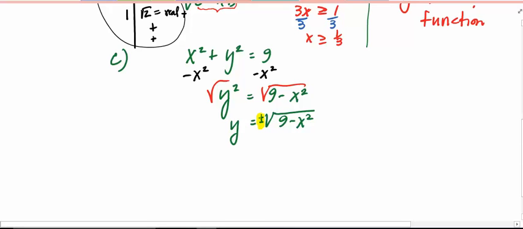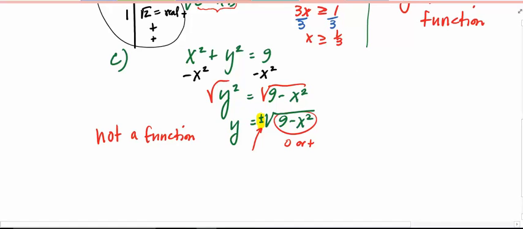Now, I'm going to force what's under the radical to be 0 or positive, because we know that a negative under the radical is not going to be okay. So we're looking for the domain. First of all, we know this thing is not a function, because if I put in a particular x value, I'm going to have two y values, a positive version and a negative. So that's not a function. But we still need to figure out what the domain and range are.